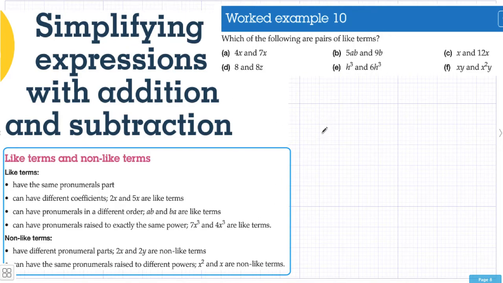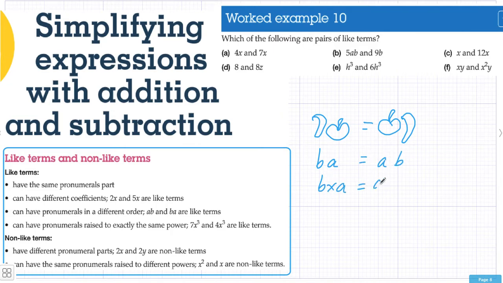So for example, here's an apple and a banana. Okay, those things are different. But if I had a banana and an apple, that's the same as saying an apple and a banana the other way around. It's the same fruit, it's just the order is different. So when we talk about algebra, these two things are actually the same. So something like A, or I'll use B actually, because BA is the same as AB. And that's because B times A is equal to A times B.